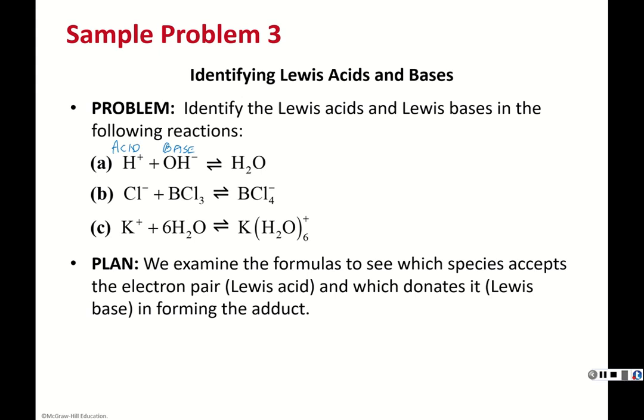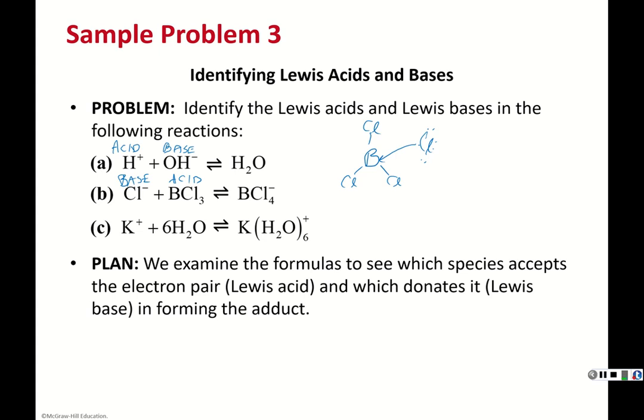In the second reaction, we have Cl minus plus boron trichloride, and we form BCl4 minus. Remember, boron is one of those examples of an electron deficient molecule. So it has 3 chlorines around it, only 3 bonds, doesn't have a full octet. So it can actually accept electrons, in this case from chloride, and we form BCl4 minus. So chloride is donating the electrons, so it is acting like our base, and BCl3 is accepting those electrons, so it is acting like our acid in our Lewis definition.